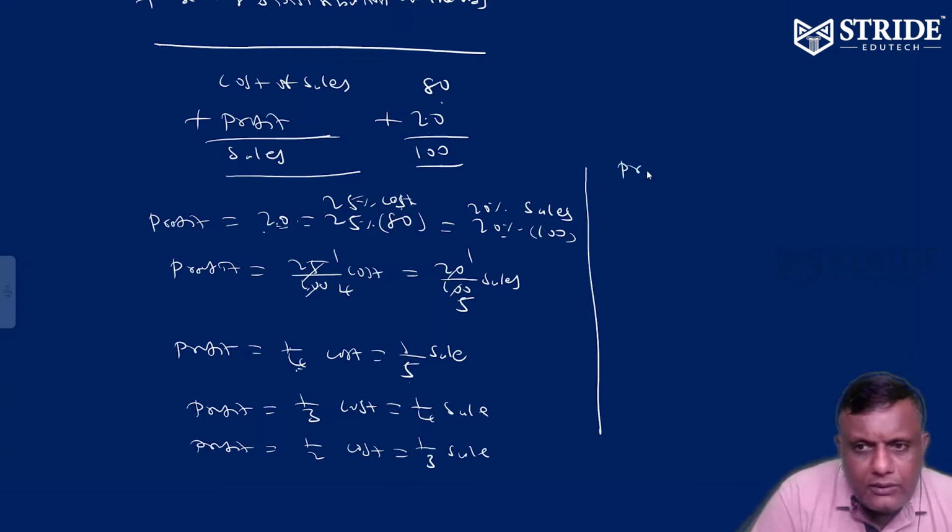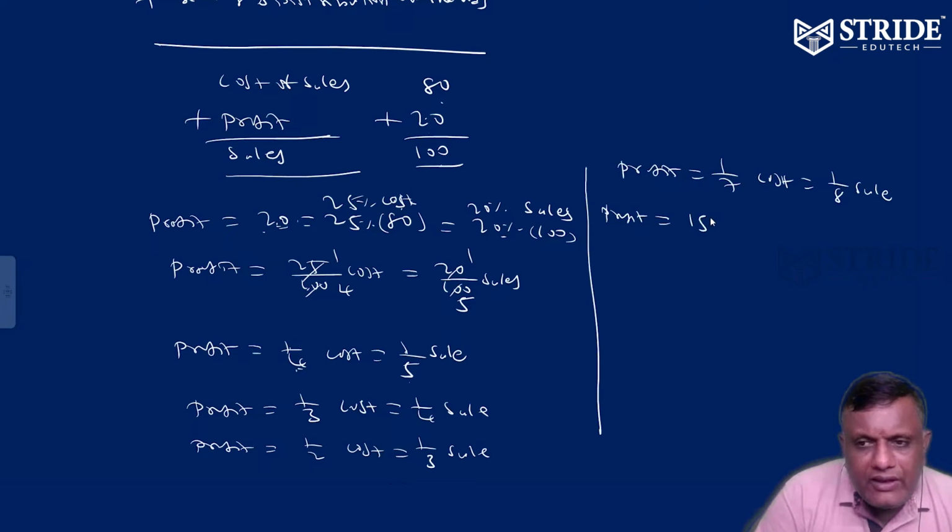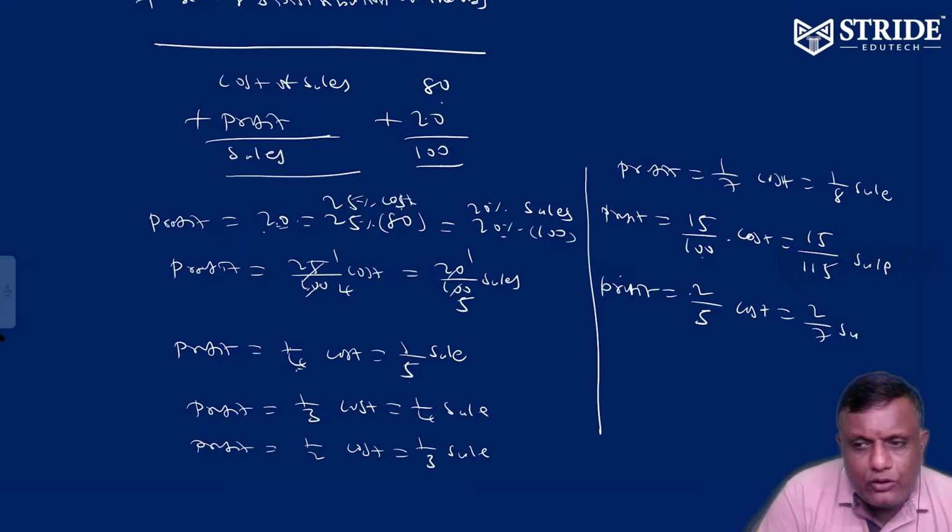Similarly, profit 1/7 of cost means 1/8 of sale. How is it, sir? 1 plus 7 is 8. Similarly, profit 15% of cost means 15 by 115, that is 3/23 of sale. Next, 2/5 of cost means 2/7 of sale.